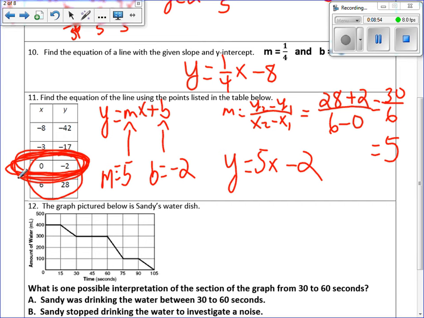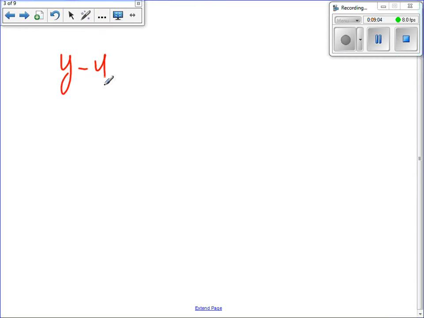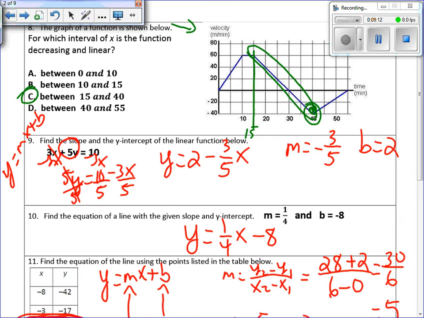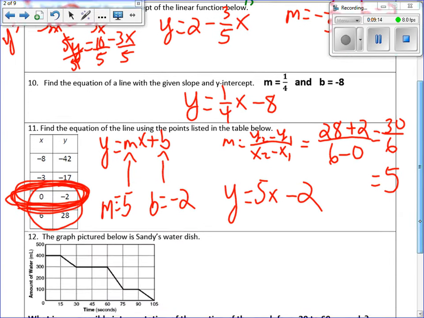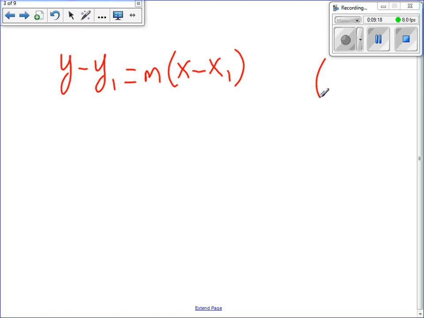So I'm going to do this on a new page, so don't get lost here. The slope is 5. That's not changing. So in the point-slope form of a line, we know that it's y minus y1 equals m parentheses x minus x1. So we need to pick one of the points from the table. So I'm going to pick the point 6, 28 because it doesn't matter. So the point I'm using is 6, 28, and the slope is 5.